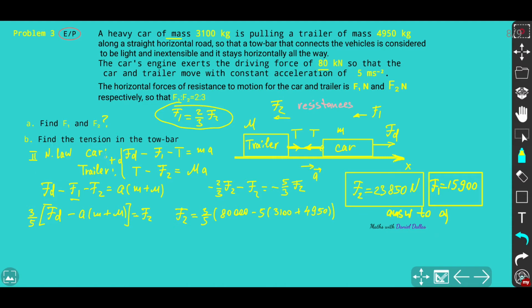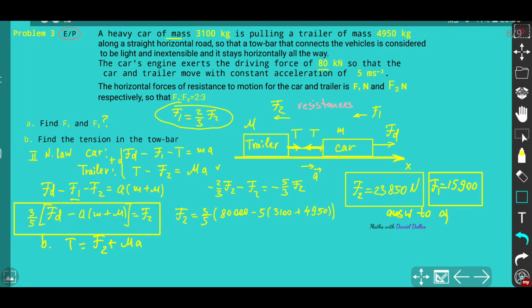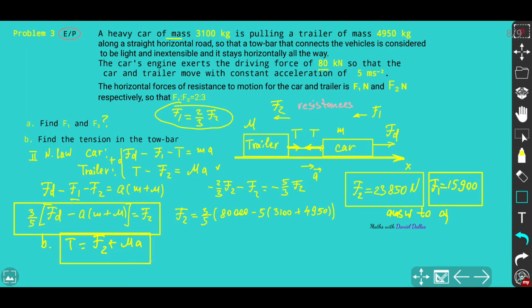So actually, we can use the second equation from here. And to answer part B, we just simply need to express T. So tension is going to be equal to F2 plus capital MA. So that's the final formula for tension. So using again the second equation, we can calculate tension as simply F2, 23,850, plus capital MA. So it's going to be equal to 48,600. Okay, so that's the tension force that we ask in question B.